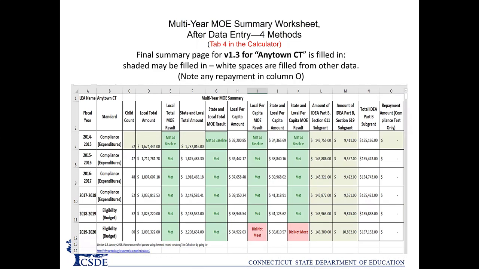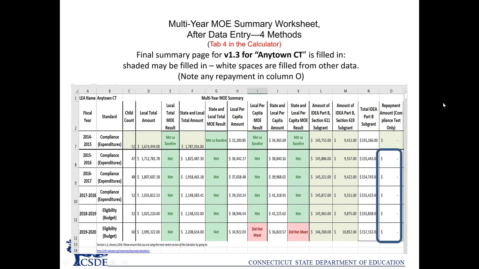Here's an example of a summary page. It's rather graphic. It shows the different methodologies at the top: the fiscal year, standard, child count, and then right here, the local amount is one of the methods by which you can demonstrate MOE. The local amount, the state and local amount combined, local amount per capita, and state and local per capita. Those are the four methods you use. And here's the information where it's doing the comparisons, and you see if it was met or not met.